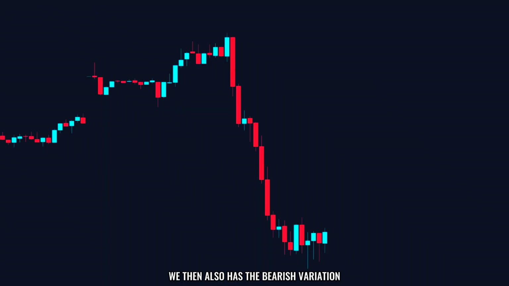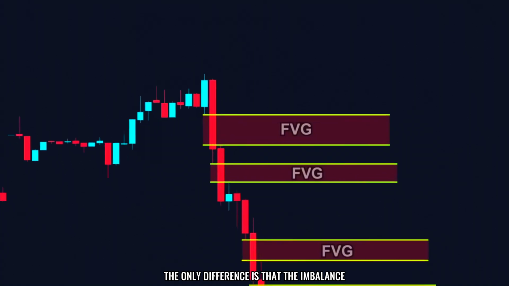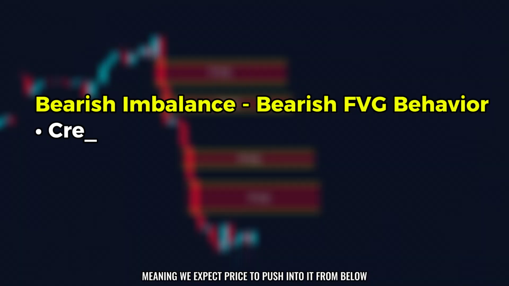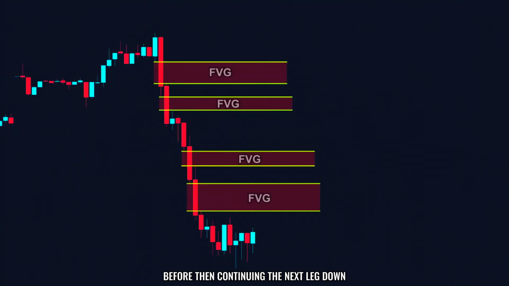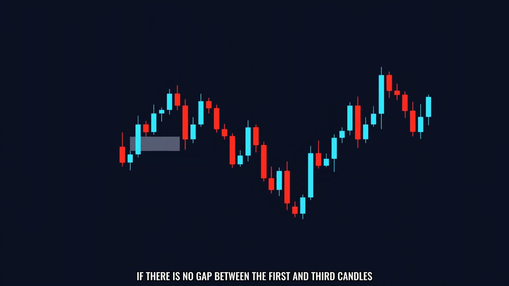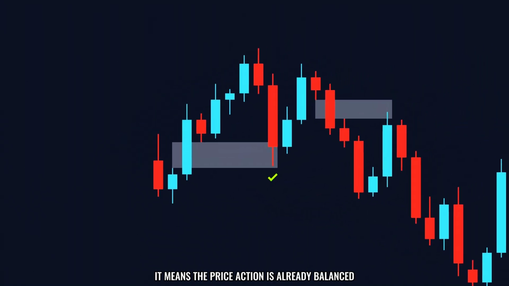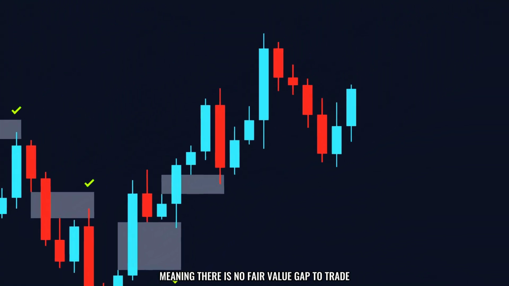We then also have the bearish variation, which follows the same principles. The only difference is that the imbalance is to the downside, meaning we expect price to push into it from below in order to rebalance the area before then continuing the next leg down. If there is no gap between the first and third candles' wicks, like in this formation on the right, it means the price action is already balanced, meaning there is no fair value gap to trade.